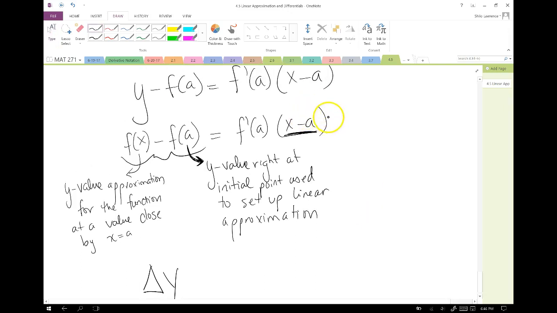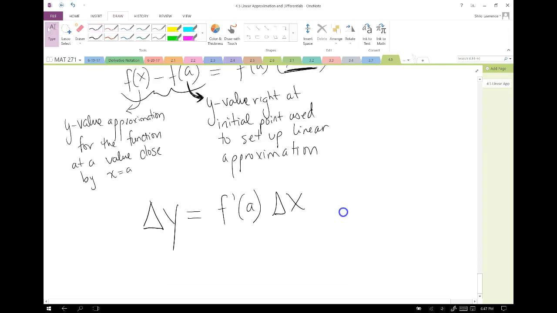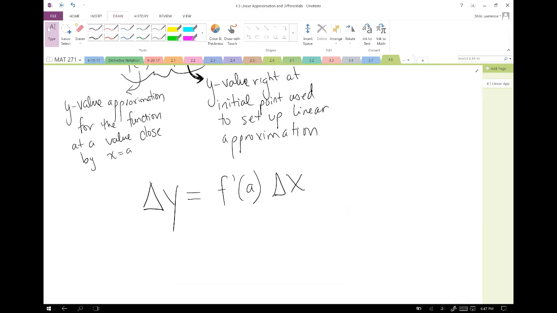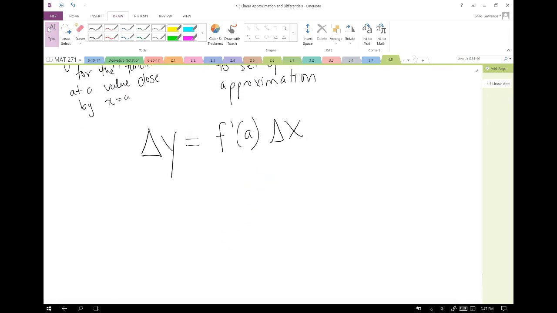The a is the initial x value that we're using to set up our linear approximation. And the x is the one that we're going to replace with the value that we're trying to calculate. So delta y equals f prime of a times delta x. The difference with this formula is it doesn't allow us to plug each of those points in individually. What this tells us now is just the difference in the old y value and the new y value, the old x value and the new x value.